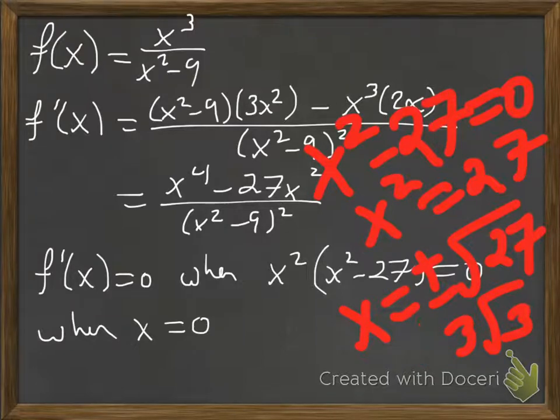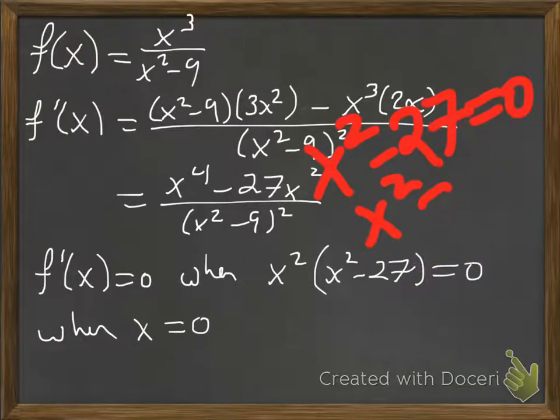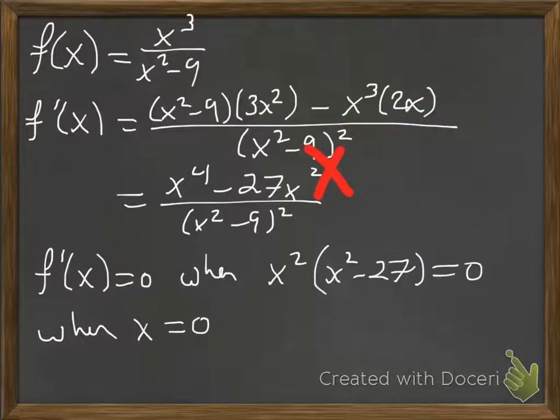I'm not going to show all that work, though. So x is equal to 0 or plus or minus 3 root 3, which is about 5.2. So that's where I may have some horizontal tangents. Those are some critical numbers. 3 and negative 3 are not critical numbers because they're not part of the original function. Critical numbers are where the original function was defined at that number and the first derivative was undefined, or it was 0, so you had a horizontal tangent.